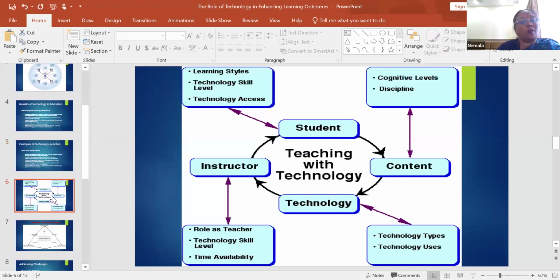Now, what does it talk about? Students, teaching with technology. What do you get? With the students, it's learning styles, technology skills, and technology access. With the content, what do you learn with the students? How? Cognitive levels, discipline. Instructor: what is that as a teacher, as a part of using the technology? Role as a teacher, technology skill level, and time availability. And technology types and its users make a lot of difference.